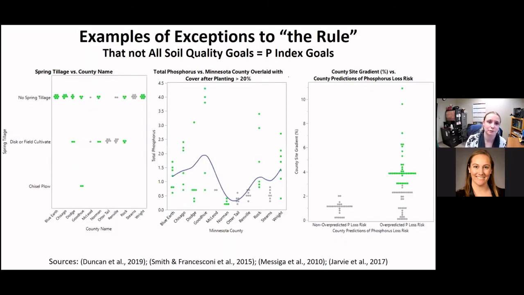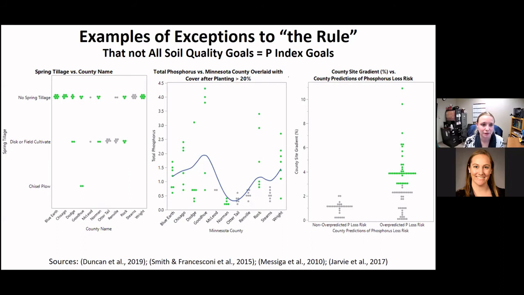So these are examples of exceptions to the rule that not all soil quality goals equal P-index goals. Here, the green dots represent county data that was overpredicted by the MNPI model. And what we see is that spring tillage can be overpredicted by the model, even when there's no spring tillage. We can even have overpredicted phosphorus loss risk in a no spring tillage scenario.